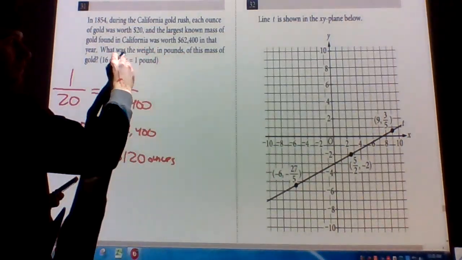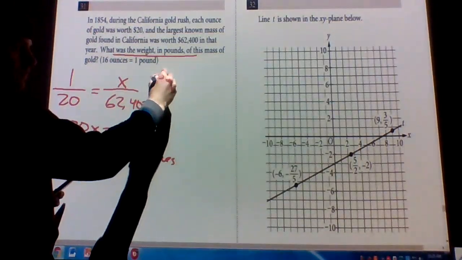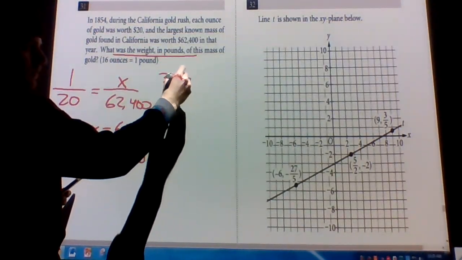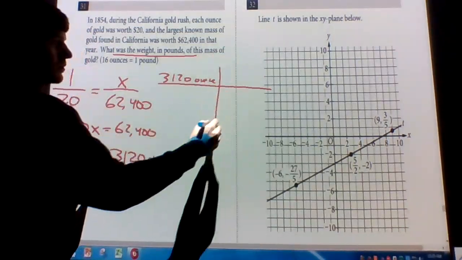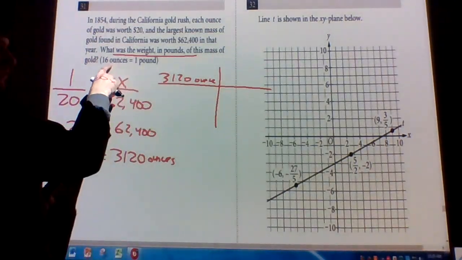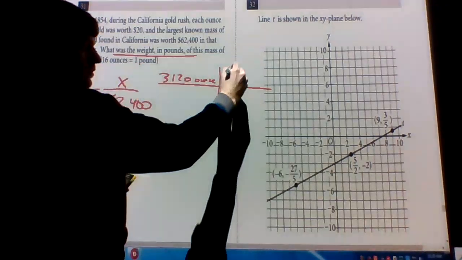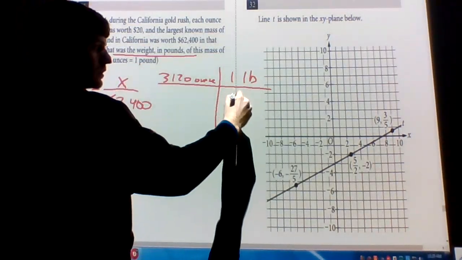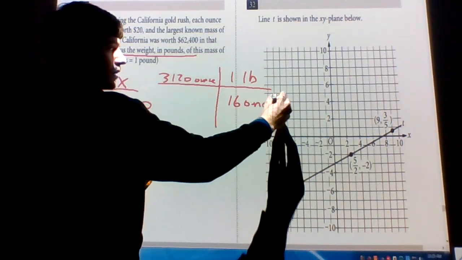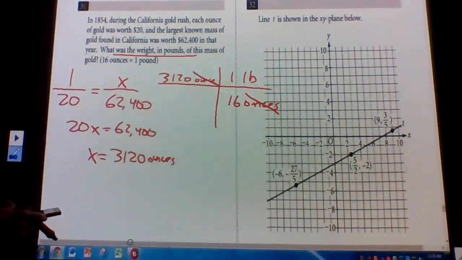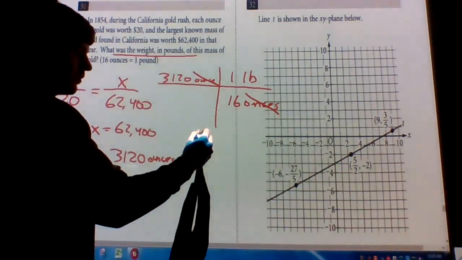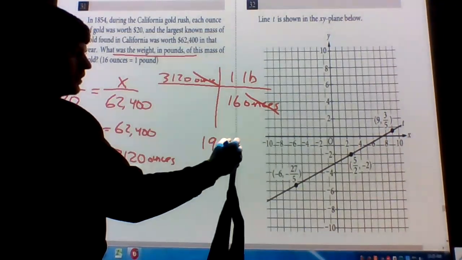They want the weight in pounds. So we need to convert 3120 ounces into pounds. How many pounds are in an ounce? 1 pound is 16 ounces. So we need those ounces to cancel out, so we do 3120 divided by 16, and it's going to be 195 pounds of gold.